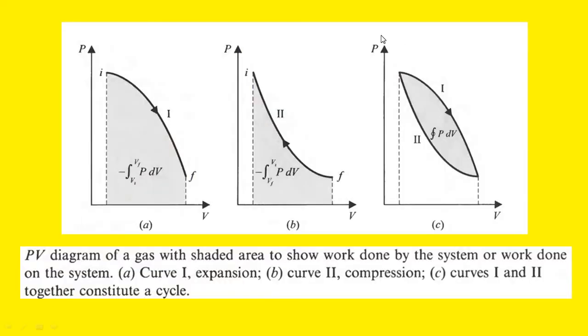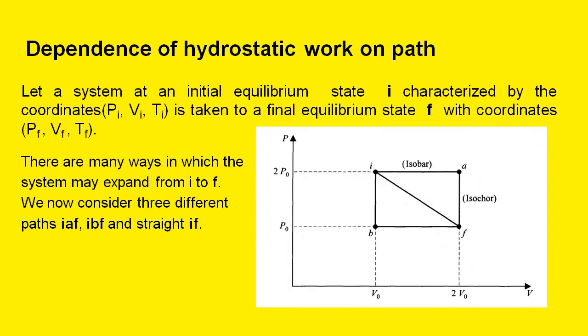So here you can see that from I to F and from F to I, the system is not coming back to the initial conditions through the same path, but it is a cyclic process. So during this process and during this process, area under the curve is not the same. That means work done is not the same, which means that you can have an idea that work depends on path, and that idea we will discuss elaborately here.